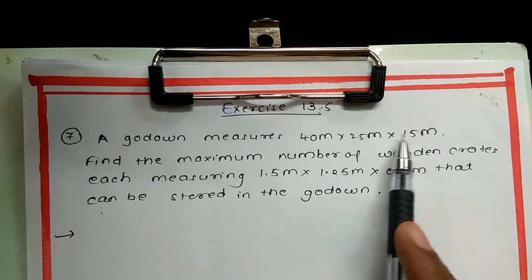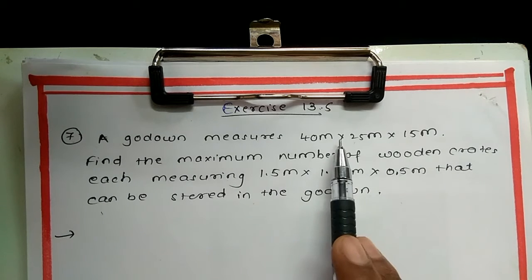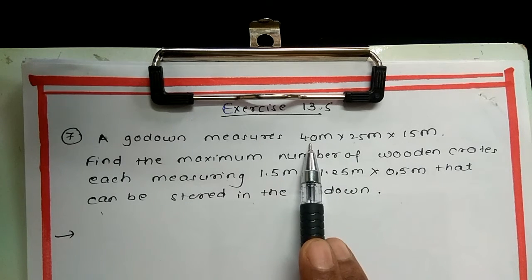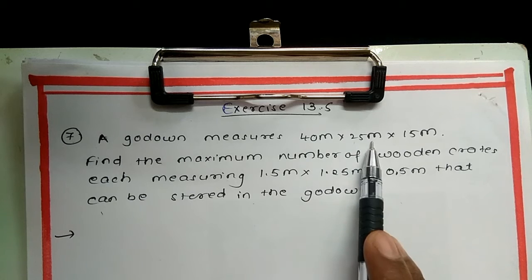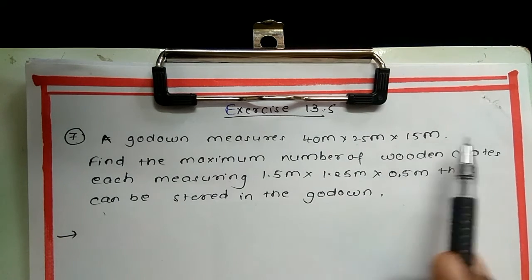When this kind of measurements are given, then the shape of the godown will be what? Cuboid. This shows the L, that is length, this is the breadth B, and this is the height H. So this is the measurement of godown.